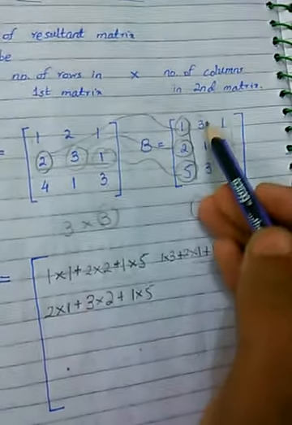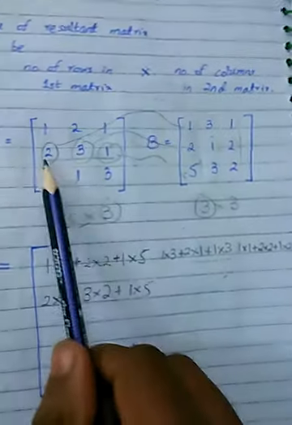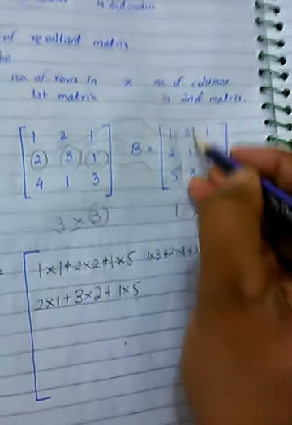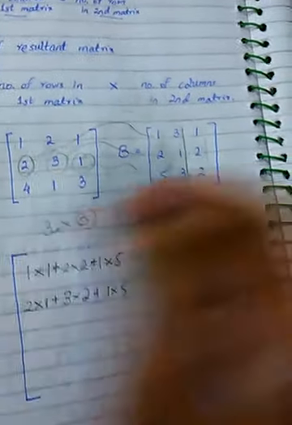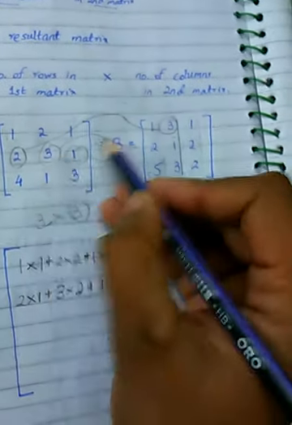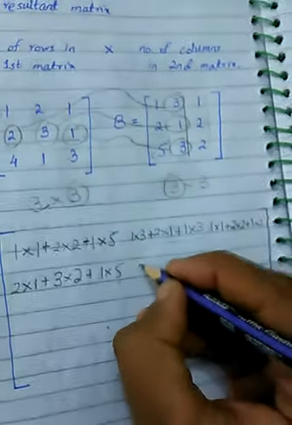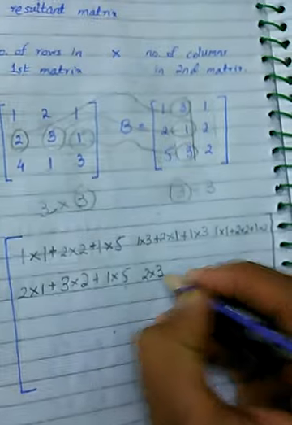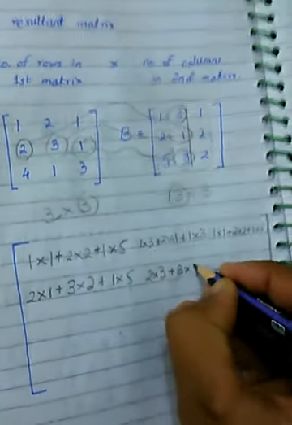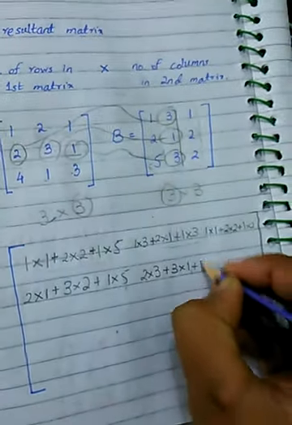Now first with, I will rub it a little bit. Now second row with second column. 2 will get multiplied by 3. 3 will get multiplied by 1, and 1 will get multiplied by 3. So 2 multiplied by 3 plus 3 by 1 plus 1 by 3.